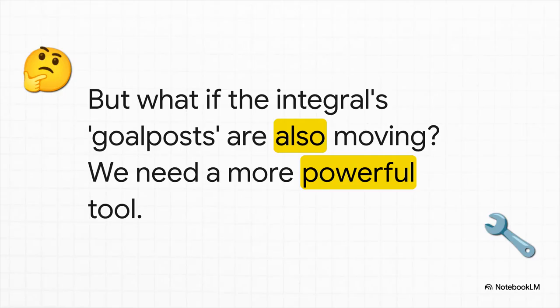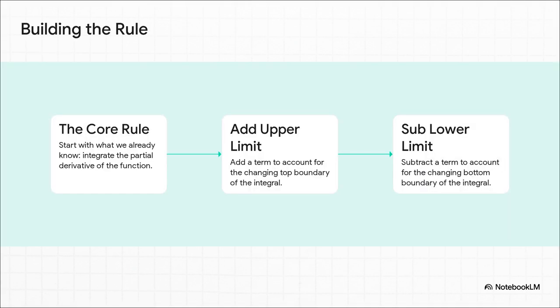Think about it like this. What if the goalposts of our integral aren't stationary anymore? What if they're also changing right along with our variable? That simple rule we just learned isn't going to cut it. We need a way to account for that movement at the boundaries. So how do we build this beefier rule? It's actually pretty logical. We start with the core idea we already know, right? Swapping the derivative and the integral. That's step one. But since our limits are moving, we need to add correction terms.